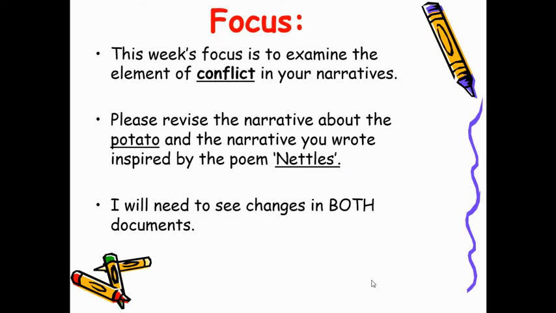So you need to revise your narratives about the potato and nettles and focus on the conflict in both of these documents. See what you can do to improve the element of conflict in your narrative writing, or else if you did not include any conflict, start to try and think about how you can include it. Also, you might think about what type of conflict is in your narrative writing. Is it character versus character, character versus nature, character versus self? All of those options are there, so you need to have a look at them.